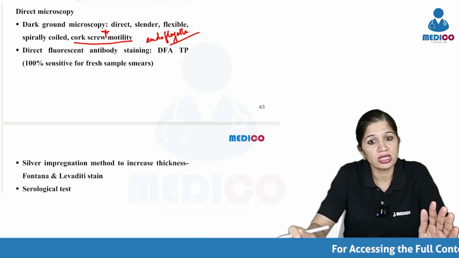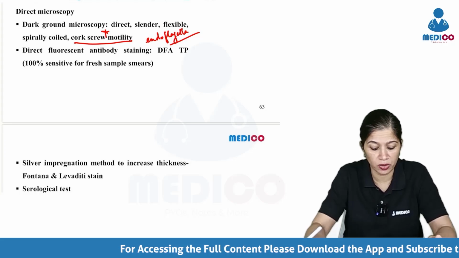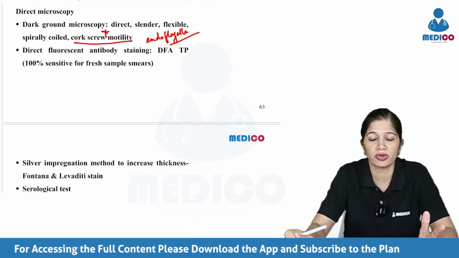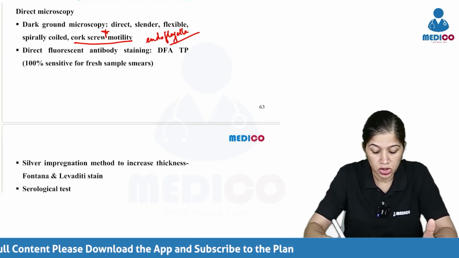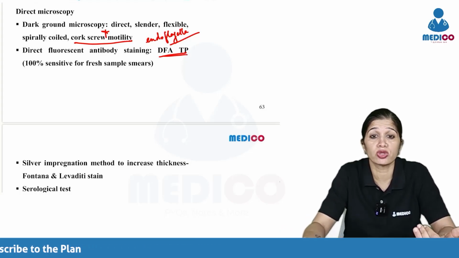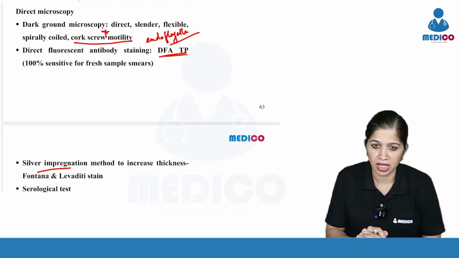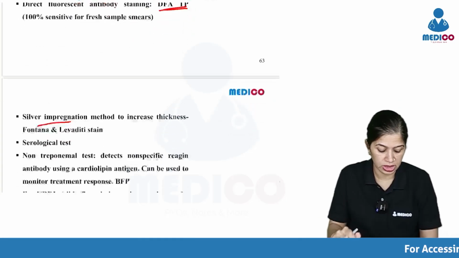And direct fluorescent antibody staining is 100% sensitive, something that is done with the fresh sample. So direct fluorescent antibody staining for Treponema pallidum. Then to increase the thickness, you can also do a silver impregnation, and Fontana and Levaditi staining can be done. So that way also you can see it.